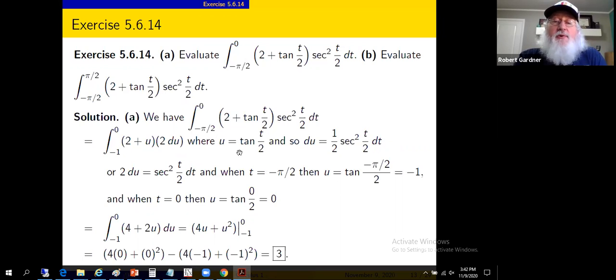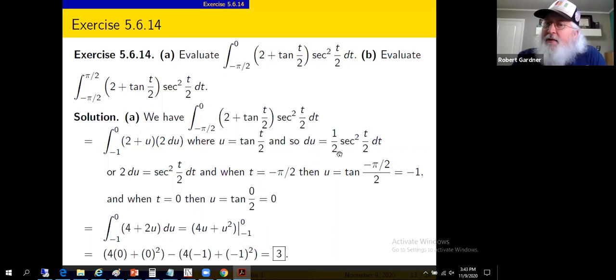Tell you what, let's let u equal tangent, because the derivative of tangent is secant squared. U is tangent t over 2. So we have no control over the argument, the t over 2 part, we're stuck with that. And then du, derivative of tangent is secant squared, so we'll get secant squared t over 2. The chain rule will insert a 1/2, right?